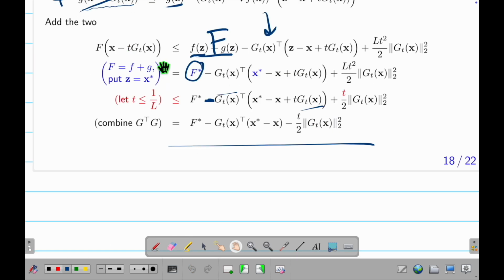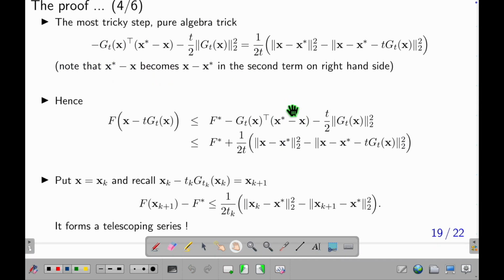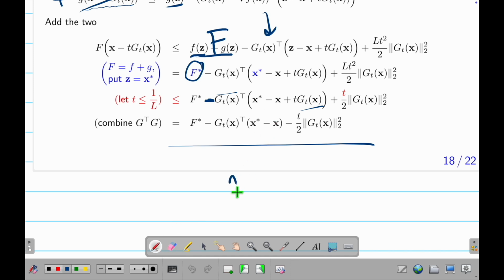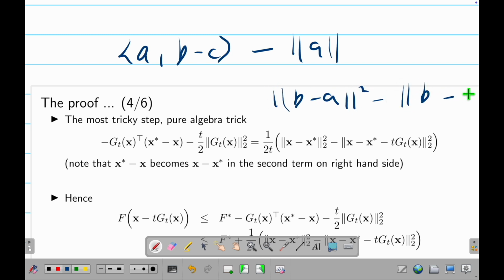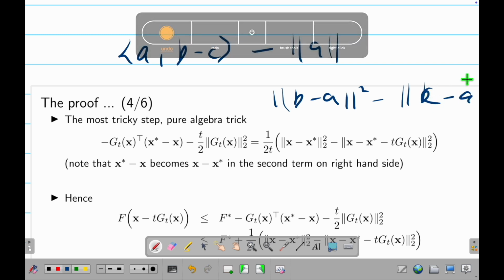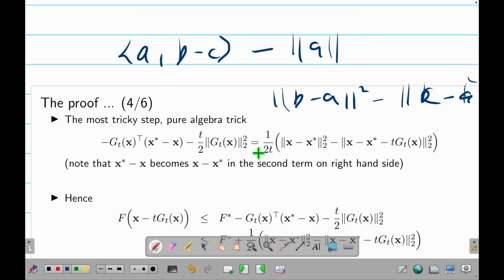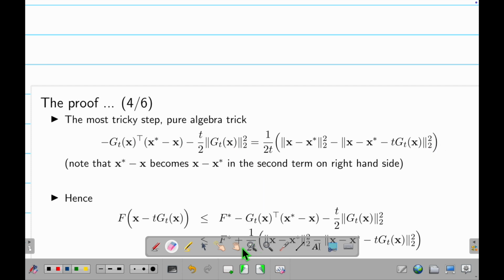So now I have new value smaller than optimal, a linear term and a norm. So I have this thing. Now what's next? This is now the most tricky step. Right? This is A inner product B minus C, and this is norm A. So I have A, B minus C, norm A. So I'm going to do a three-terms thing. This is the norm of A minus B squared, and then C minus A. So basically it's an A, B, C thing. So this is just a crazy algebra thing.